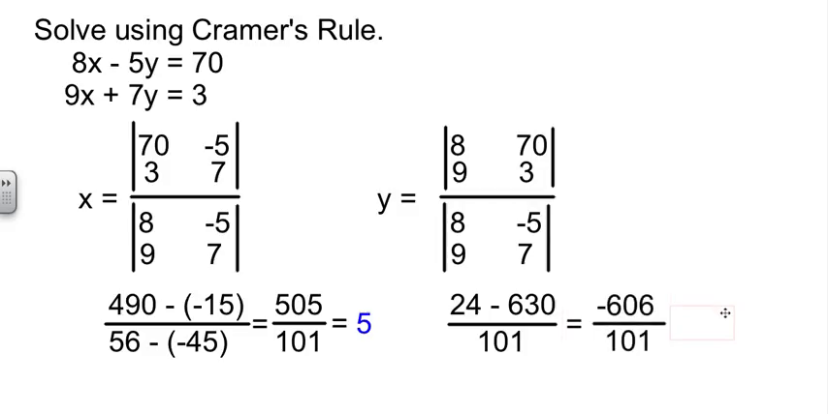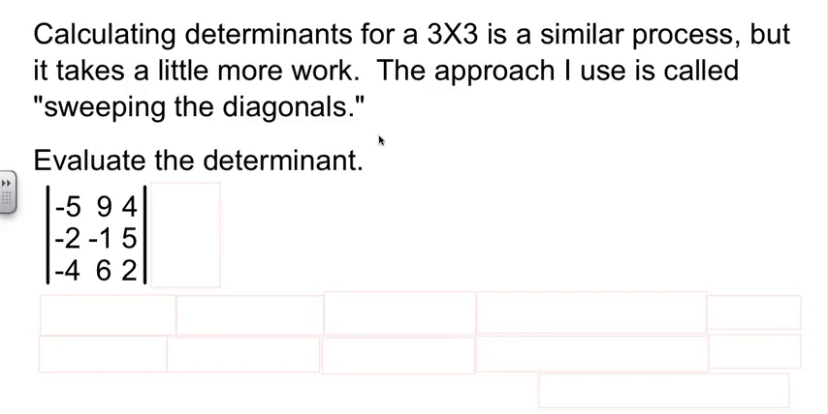So now when I do the arithmetic, I get negative 6. So now I have values for x and y, 5 and negative 6. Okay. Doing this with a 3 by 3 system is the same basic idea, but it takes a little more work.